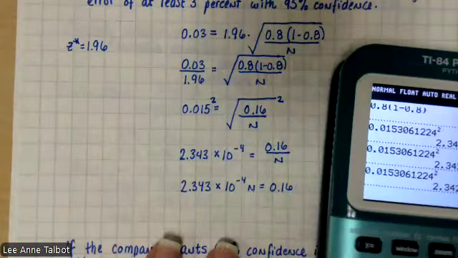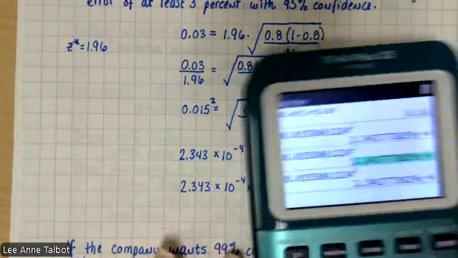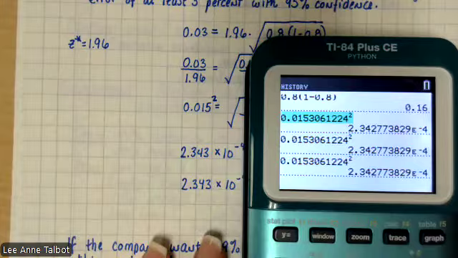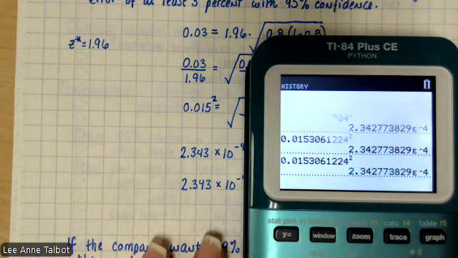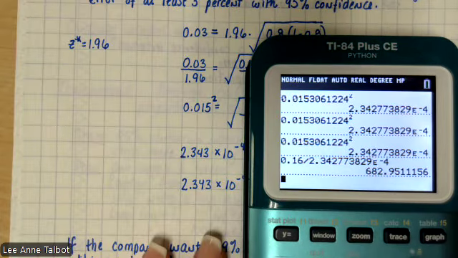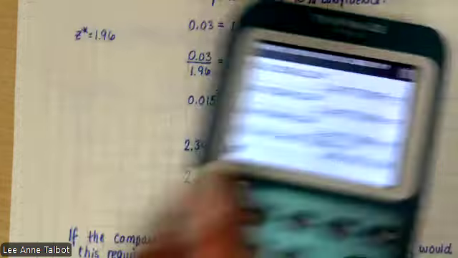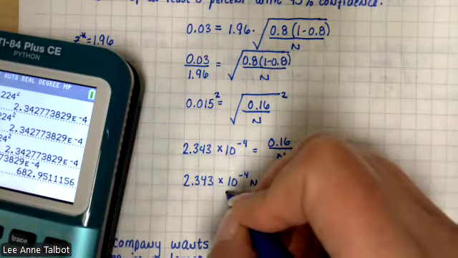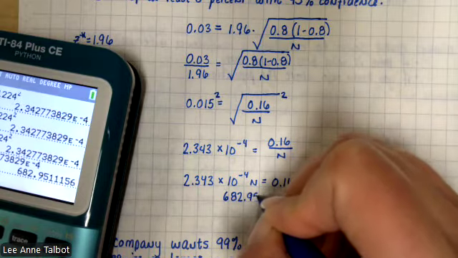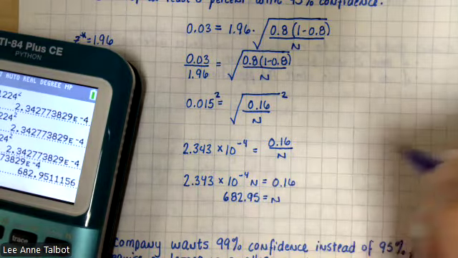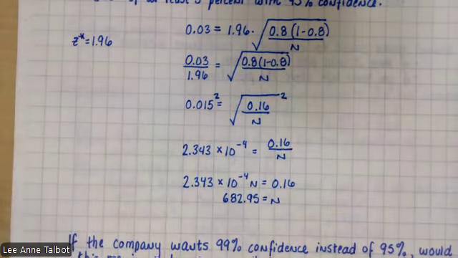So what I do is, because I'm a lazy human being, I scroll up, I grab this, and then divided by, and then I scroll up and grab that. 682. No, I probably should have put the n on this. It doesn't matter.